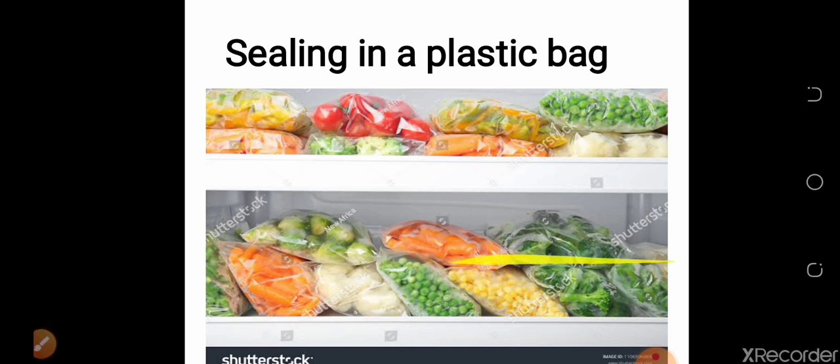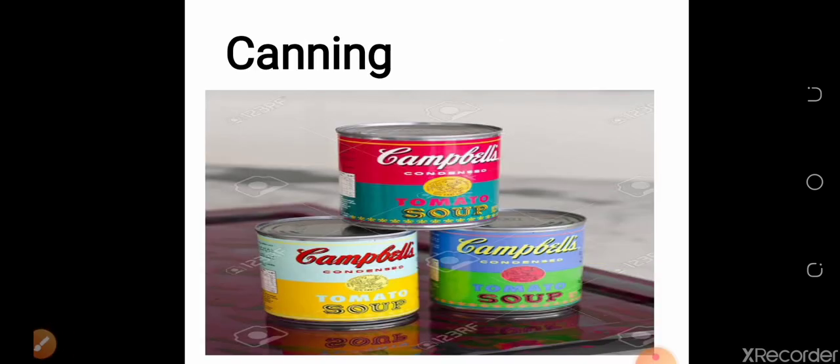The next one is canning. The next one is what? Canning.